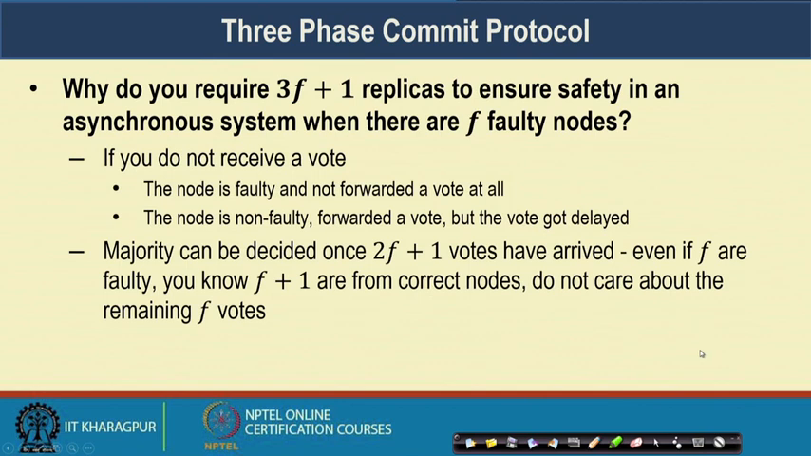And this is an asynchronous system. Because this is an asynchronous system, it may happen that you have also not received certain votes. Now, whenever you are not receiving a vote, it may happen that that particular node is faulty and has not forwarded a vote at all. So, a faulty node here has the option of not forwarding any vote, because it is an asynchronous system.